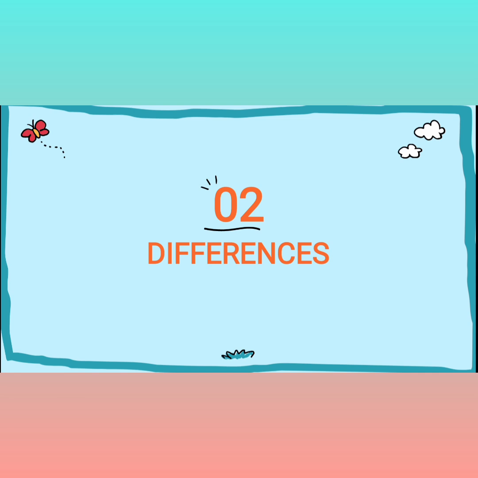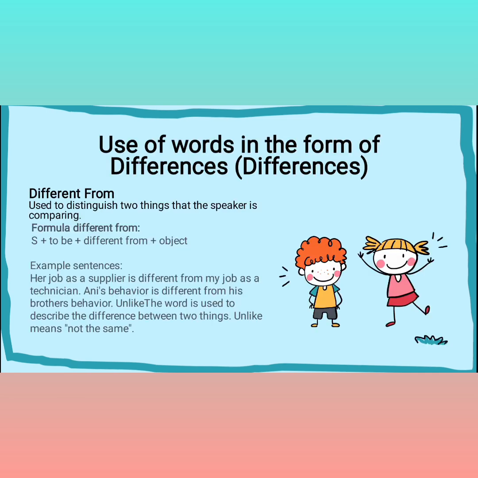2. Differences. Use of words in the form of different or differences. Different from: used to distinguish the things that the speaker is comparing. Formula of different from: S plus to be plus different from plus object. Example sentences: Her job as a supplier is different from my job as a technician. Annie's behavior is different from his brother's behavior.